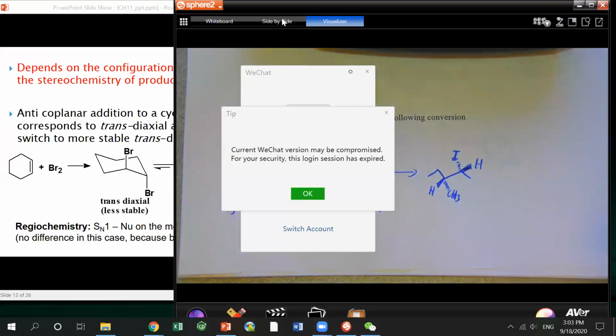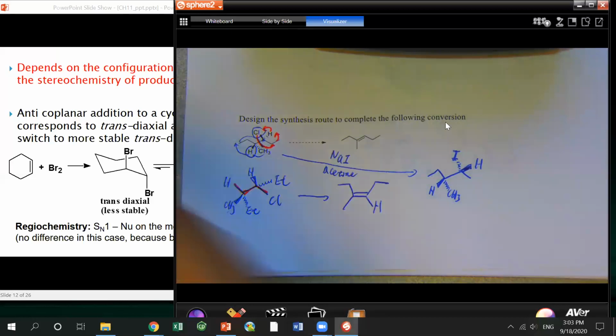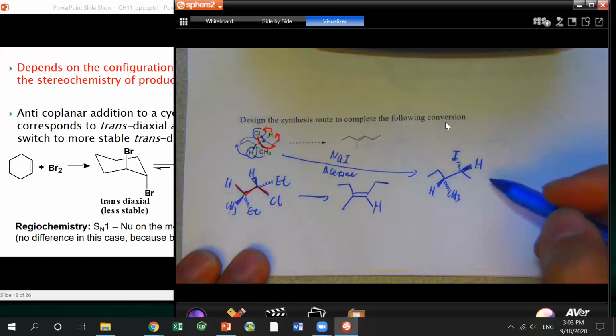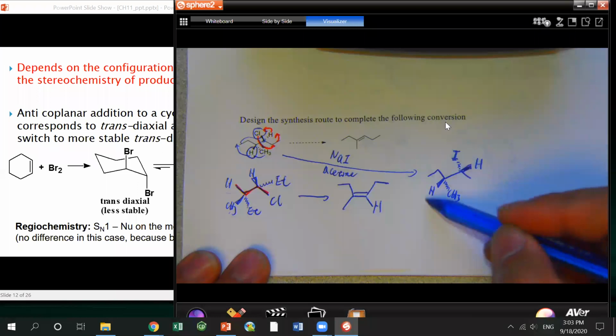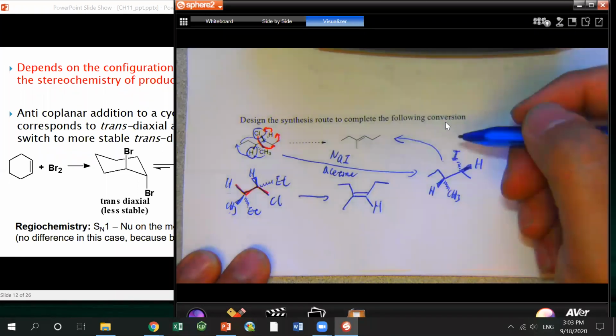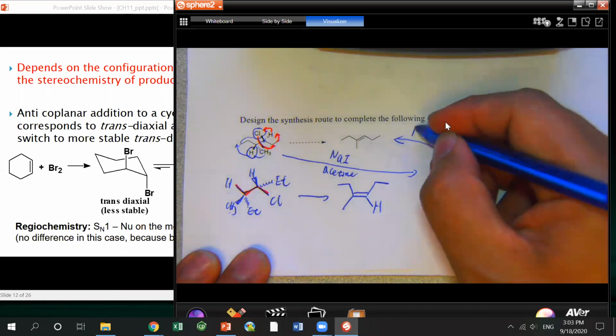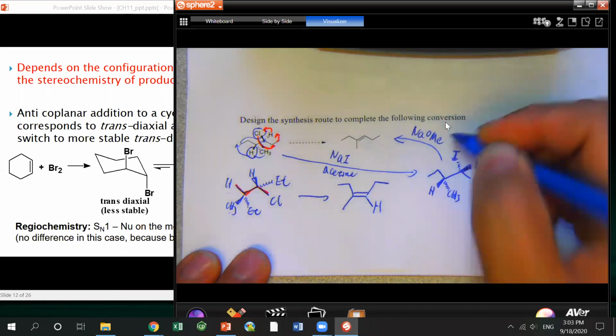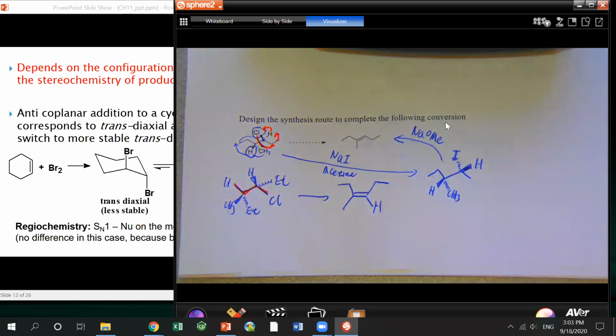In this case, when you do the elimination, you should get the right stereochemistry, so that matters. You can use sodium ethoxide or sodium methoxide. So that is what you get here. Make sure that you understand what is going on.